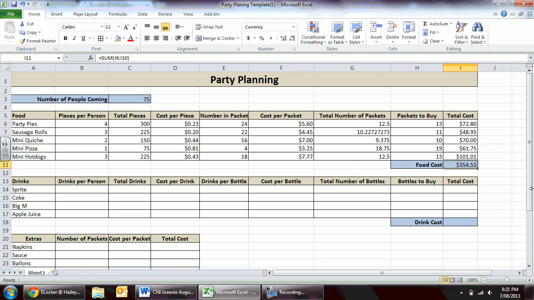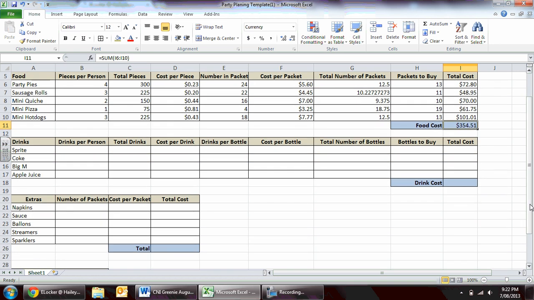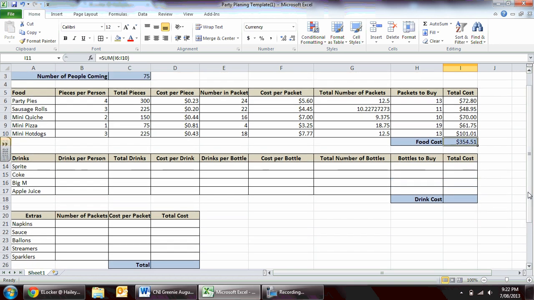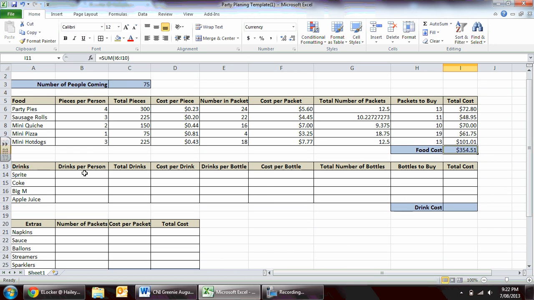So far, food is costing me $354.51. All right. Next, I need to go through and do a similar thing for drinks. So, 2, 3, 1, 2 drinks per bottle. For Sprite, we're going to get 6. It's a bigger bottle of Coke, so we're going to get 8. Big M, we're only going to get 4. And apple juice, we're going to get 8 again.